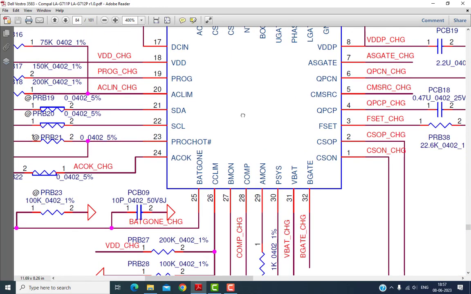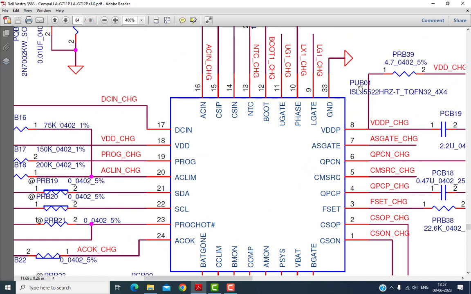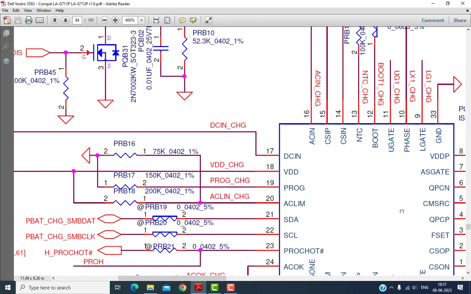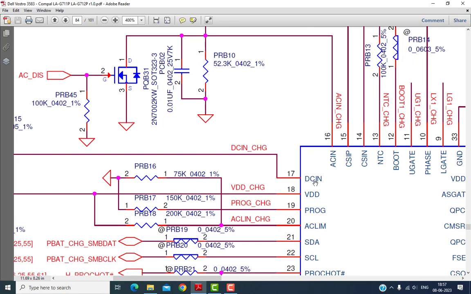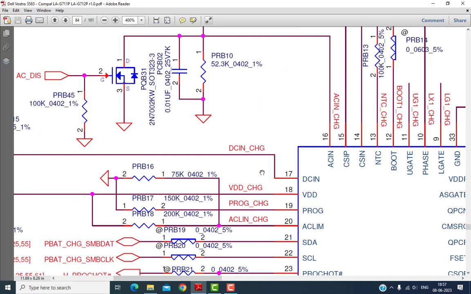This chip location is PUB01. This is the battery charging chip, the location is PUB01, and the chip number is ISL95522HRZ. So this one is called the location number and this one is called the chip number. Okay, and to run this chip requires power. The power comes at pin number 17, called the DC in pin. So the 19 volt entered into the DC in pin number 17. As soon as the chip gets the power, the chip starts working.